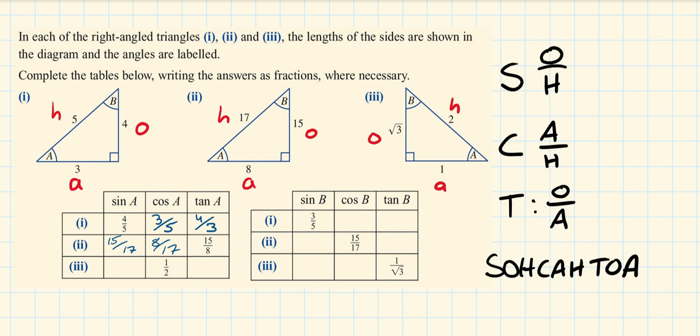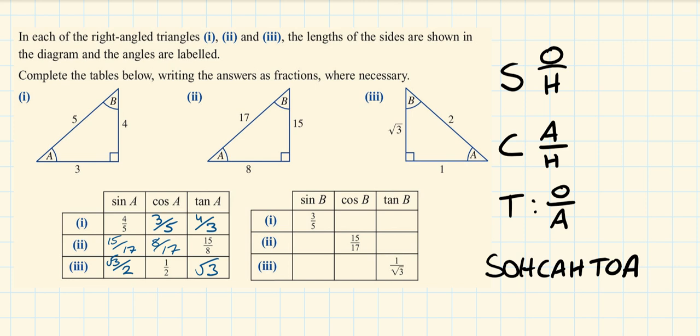And the third one, opposite over hypotenuse, so root 3 over 2. Then we've got 1 over 2, and then we'll have root 3 over 1, or just root 3 is grand because it's over 1. Now, that's for the A. Now we need to do the same thing for B.